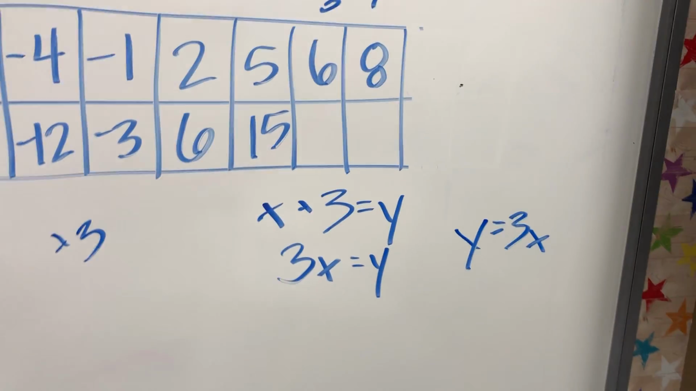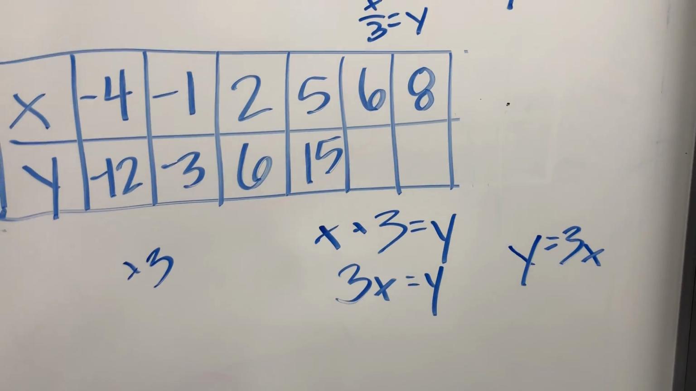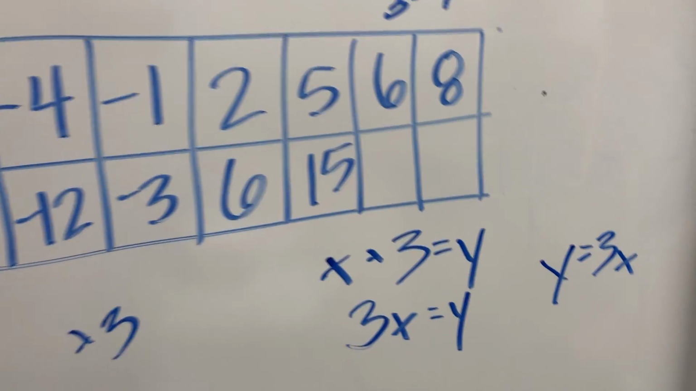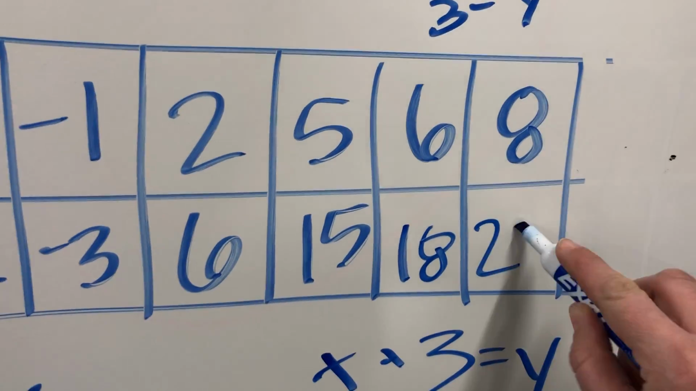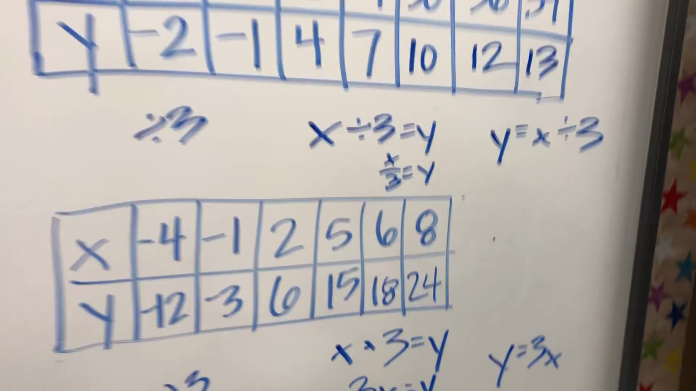We have our rule, we have our equation. Now we need to fill in the rest. 6 times 3 is 18. 8 times 3 is 24.